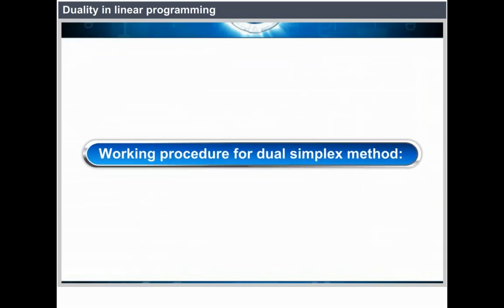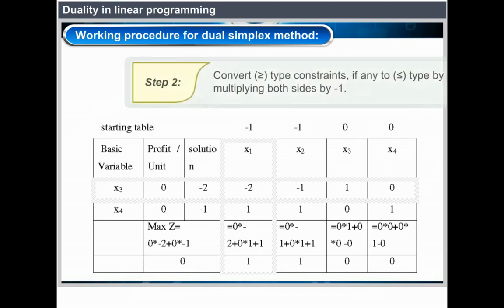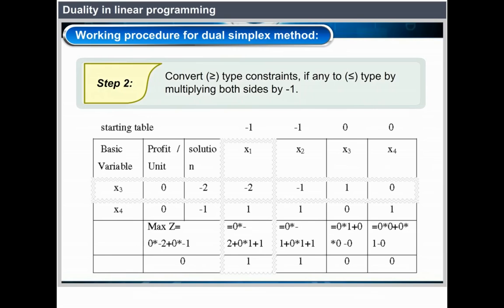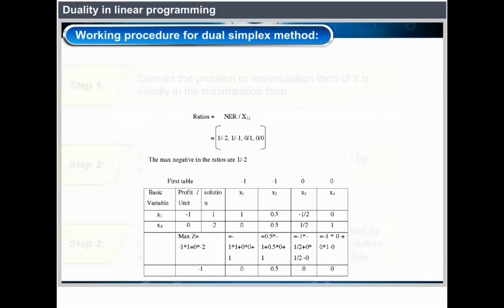Working procedure for dual simplex method. Step 1. Convert the problem to maximization form if initially in the minimization form. Step 2. Convert greater than or equal to type constraints, if any, to less than or equal to type by multiplying both sides by minus 1. Step 3. Convert the inequality constraints into equalities by introducing slack variables. Obtain the initial solution and express this information in the simplex table.